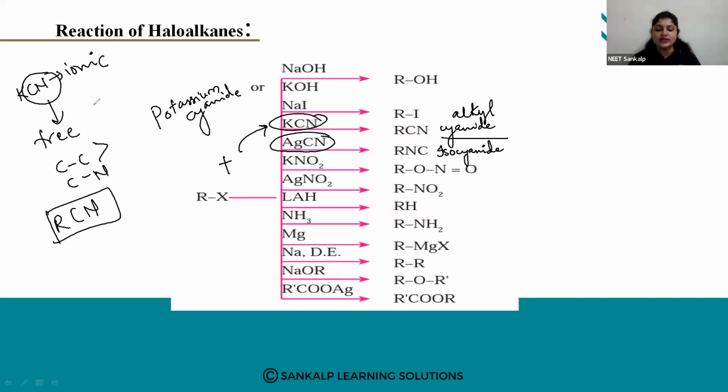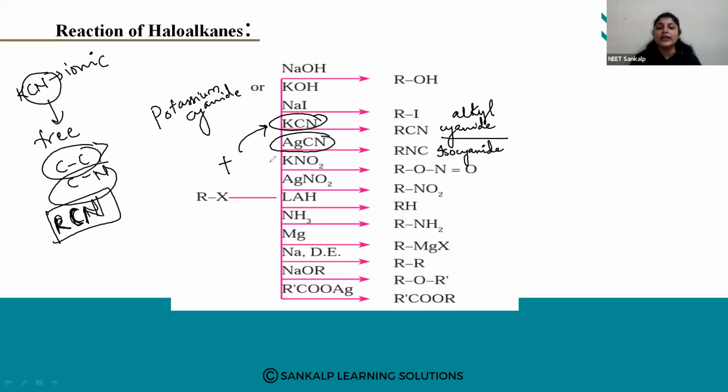So what is the reason? KCN is ionic in nature, so both carbon as well as nitrogen are free to link with the alkyl halides. But since the C-C bond is stronger than the C-N bond, it will link to the carbon. So the alkyl group will attach to the carbon and form a cyanide. Alkyl cyanide will be your main product.